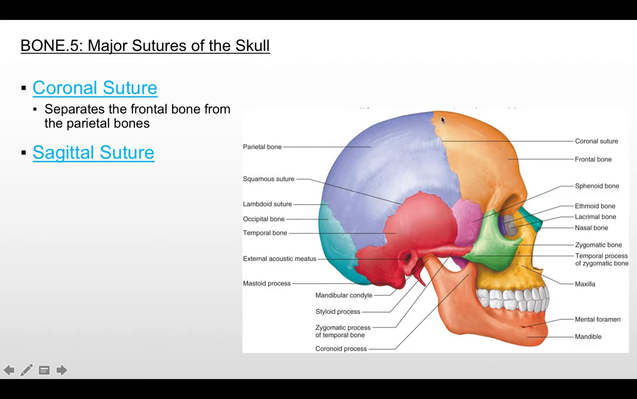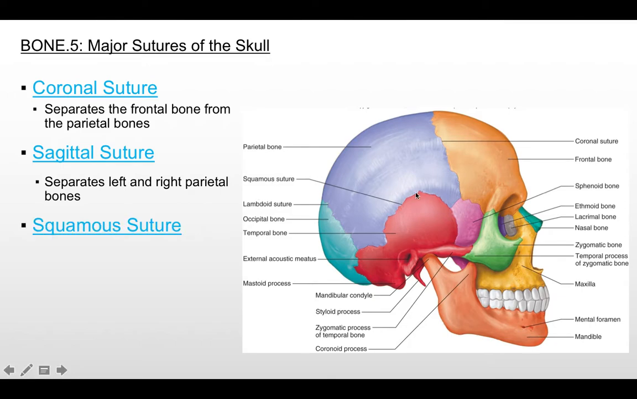The sagittal suture runs in a sagittal plane, so front to back. It can't be seen at this view. We'd have to see it from the top to see the sagittal suture, but that is going to run between the left and right parietal bones. The squamous suture runs between the parietal and the temporal bone, so that's over on the side, the most lateral suture.